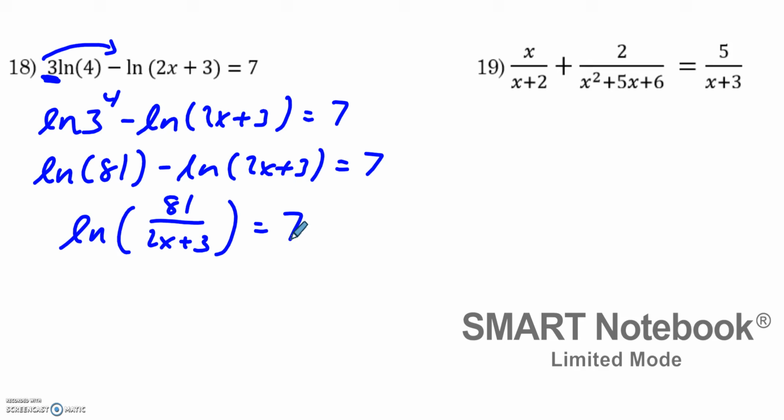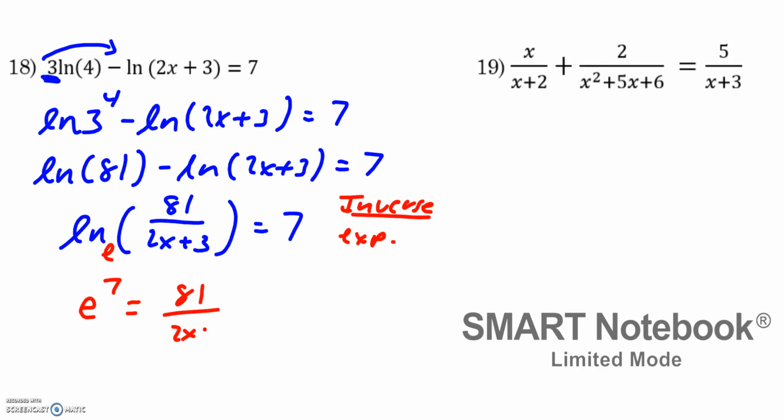Now, as I said, unlike number 17, we don't have logs on both sides. So when we don't know what else to do, think inverse. Right now we have a log equation, so the inverse of a log is an exponent. So we can change this to an exponential equation. But what's the base? Well, if I see ln, I assume that the base is base e. So this is really e to what power? Well, logs are exponents, so it's e to the 7th equals 81 over 2x plus 3.